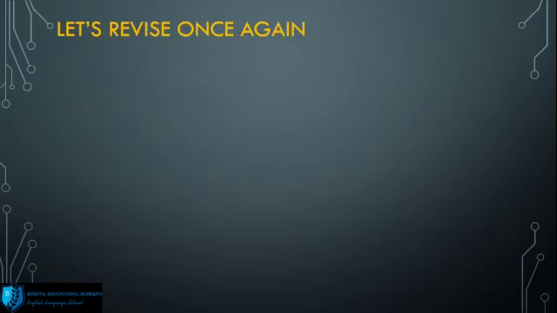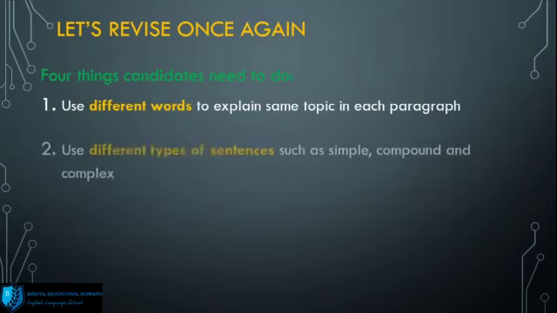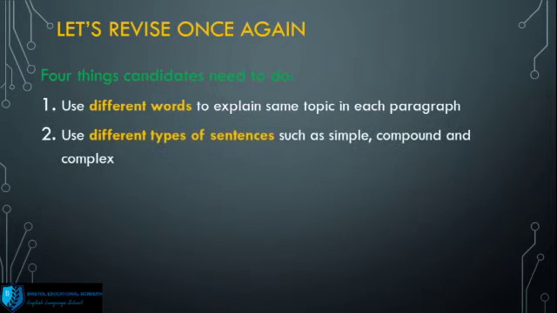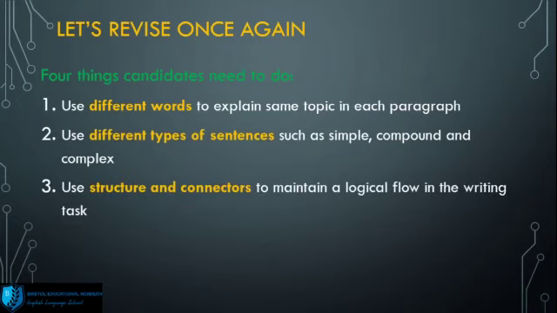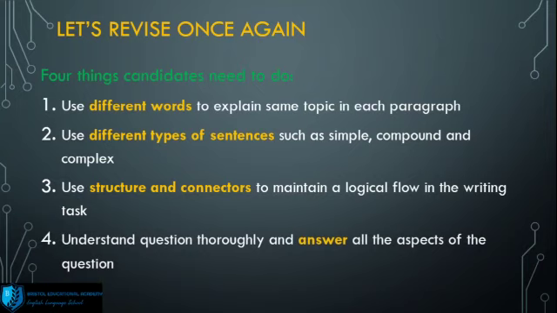So let's revise once again the 4 criteria on which the writing tasks are marked. The candidates need to know 4 things. The first is to use different words to explain the same topic in each paragraph. The second is to use different types of sentences such as simple, compound and complex. The third is to use structure and connectors to maintain a logical flow in their writing tasks. Fourth is to understand the question thoroughly and answer all the aspects of the question.